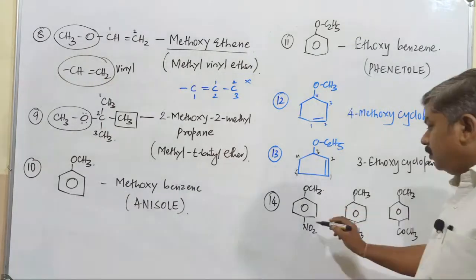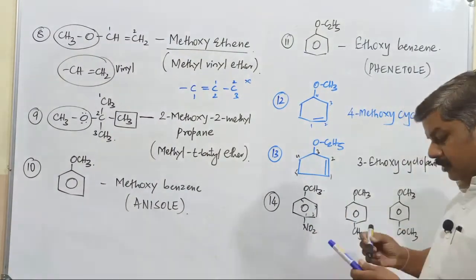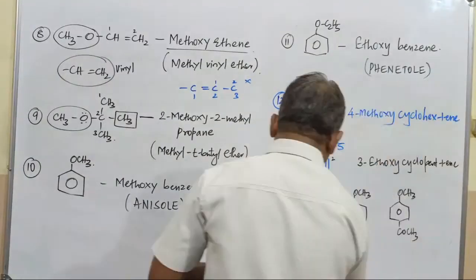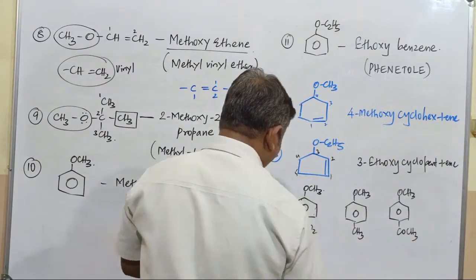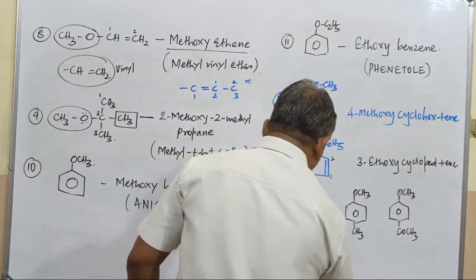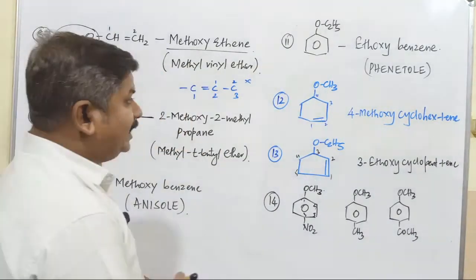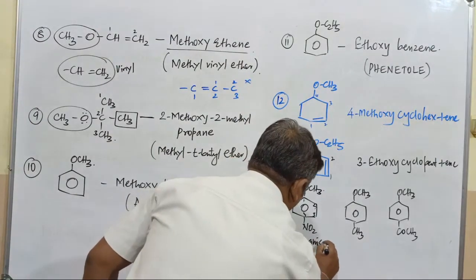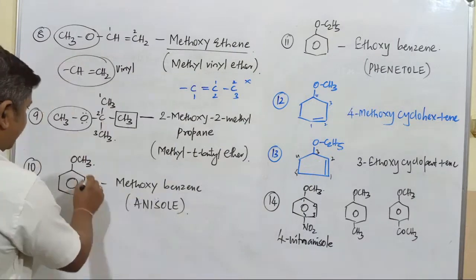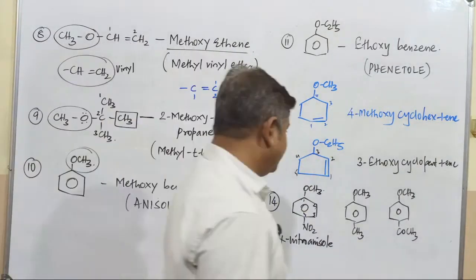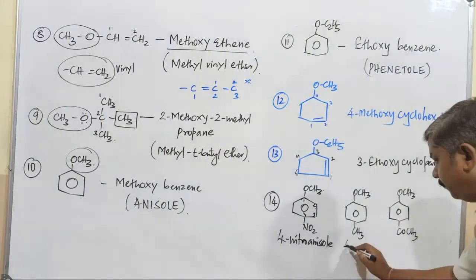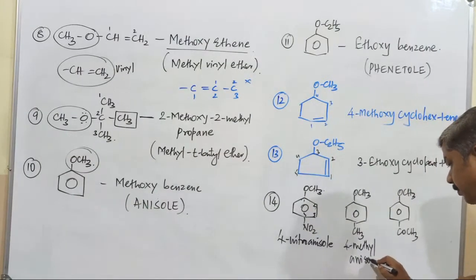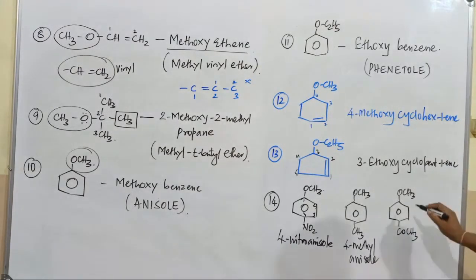This is 1, 2, 3, 4. It is going to be 4-nitro. With a methoxy group and a nitro group, the methoxy group is going to have the highest preference. 1, 2, 3, 4. 4-nitroanisole compound. This is 4-nitroanisole. When it is called anisole, anisole is the name. If it is OCH3, this is also OCH3. Now this one is going to be 4-methylanisole compound. 4-methylanisole.